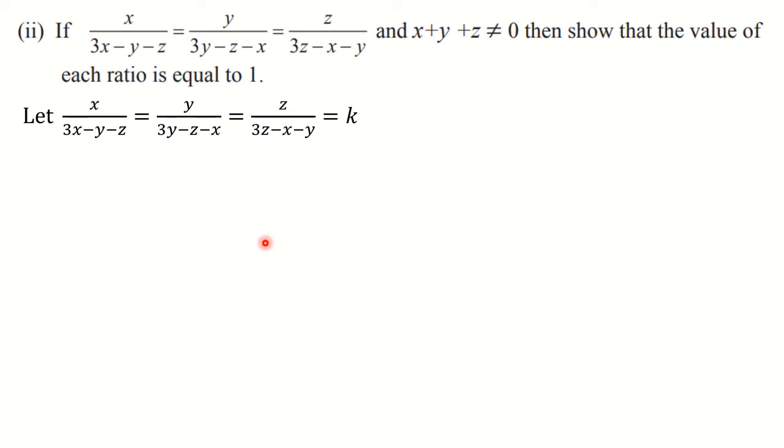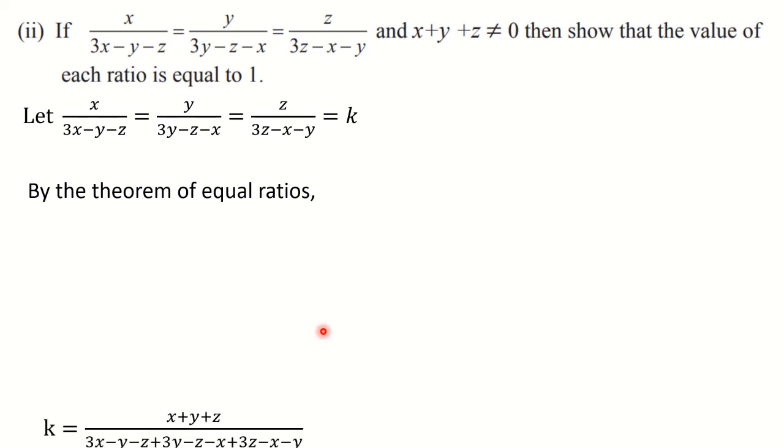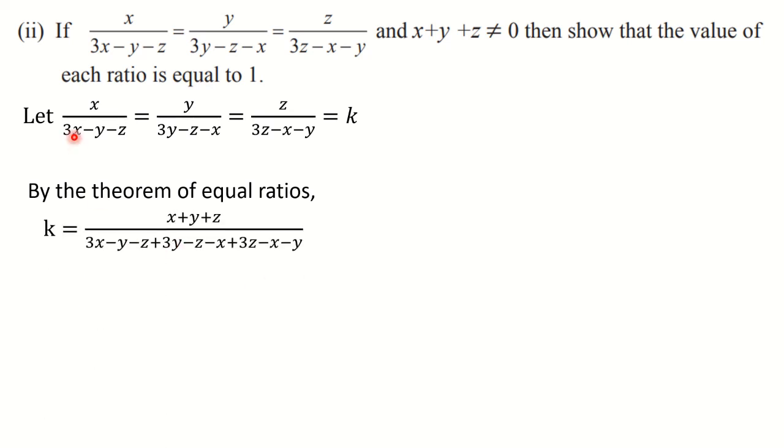Now we are going to apply the theorem on equal ratios. Okay, no changes we are going to do, because here nothing is provided to us and we need to simply provide that each ratio is equal to 1. So in this case we have to directly go for the theorem on equal ratios. So make use of the statement: by the theorem of equal ratios, k is equal to. So see, we are adding all the numerators here in the numerator. At the same time we are adding all the denominators.